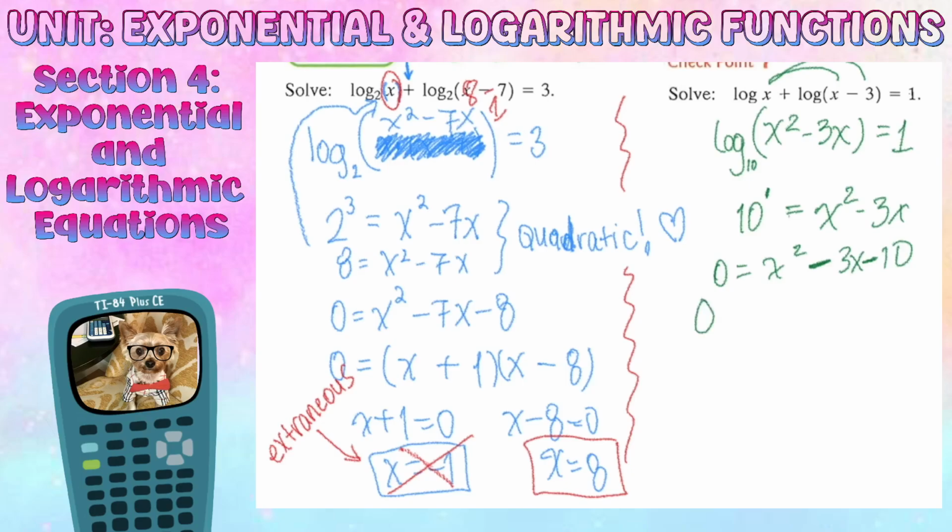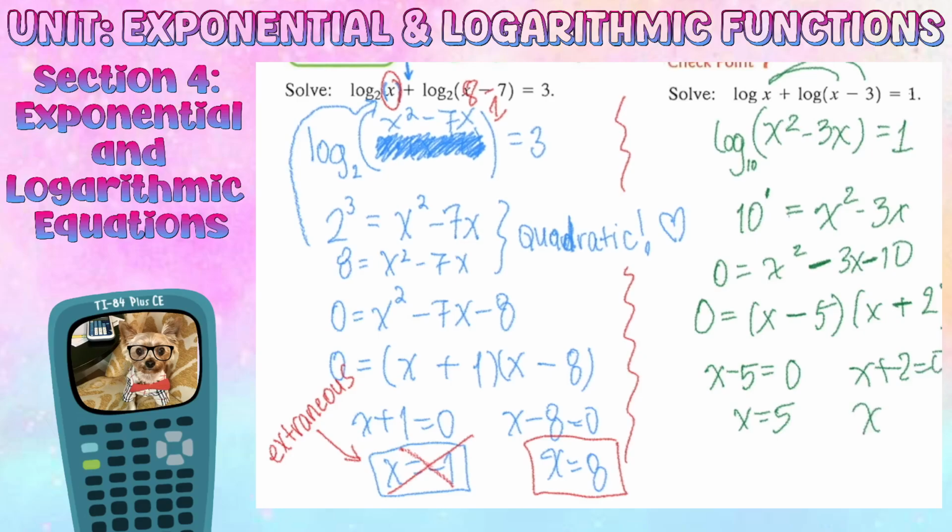From here, 0 equals x minus 5 times x plus 2, negative 5, positive 2. Zero product property: x minus 5 equals 0, so x equals 5. x plus 2 equals 0, so x equals negative 2. Plug those back in to check if they are extraneous or not. Negative 2 is definitely going to cause us some problems right away, and 5 looks like it's going to be good. So there you have it. We got an extraneous solution and a good solution in both cases. And that is the end of example 7.